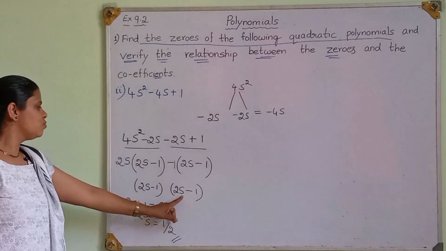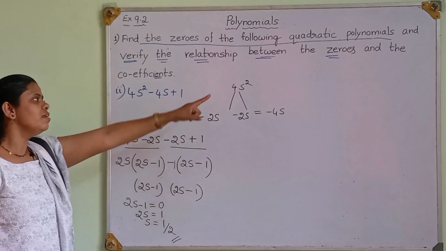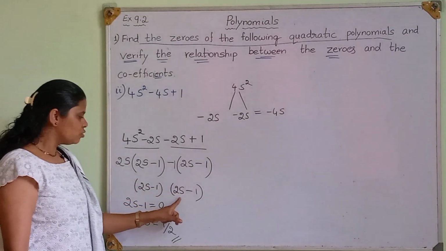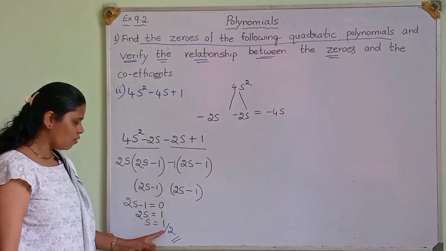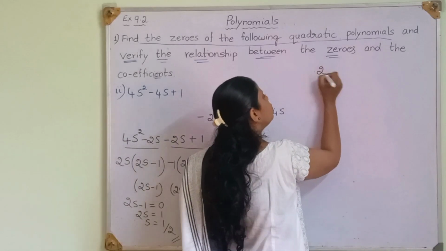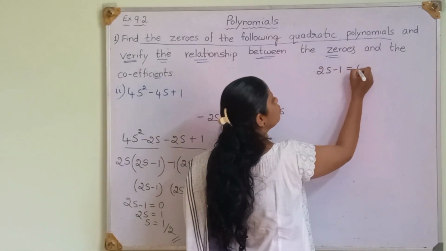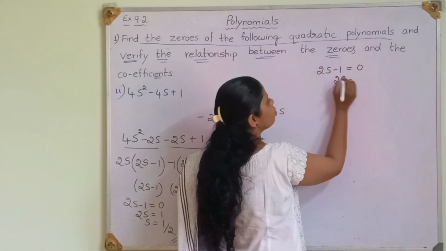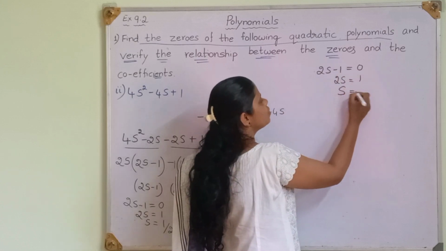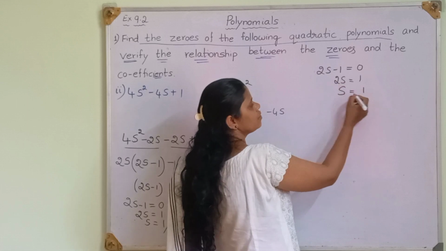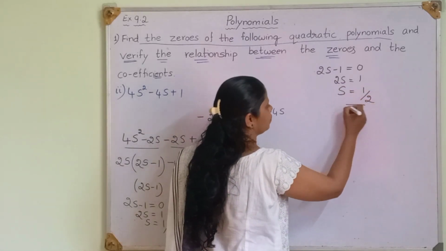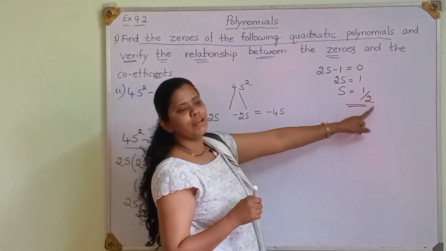In the same way, the other factor 2s minus 1, I will solve it. You will get the same answer, but let me show you. Okay, 2s minus 1 we got 1 by 2, and for this also we will get the same answer. 2s minus 1 is equal to 0. 2s is equal to minus 1, when it crosses to this side it will become plus 1. 2s is equal to 1, it is in multiplication, when it crosses the equal to side it will become division. S is equal to 1 by 2.